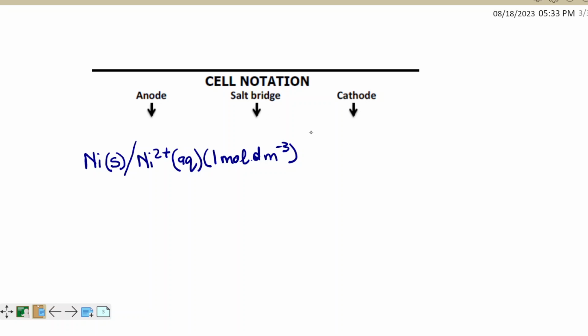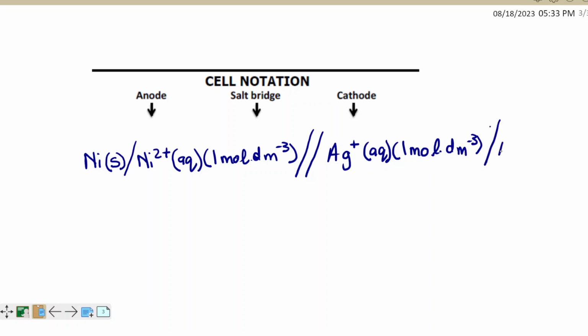Then there's a salt bridge. The salt bridge is represented now by a double forward slash. Then you look at the cathode now, which is the one on the silver. We know that one is the Ag+ in aqueous form, the concentration 1 mole per dm cube, forward slash. What is the electrode? The electrode is silver in the solid form. So this is how you write your cell notation.